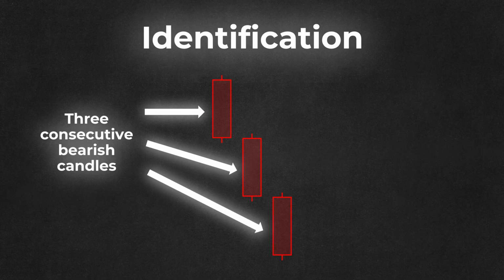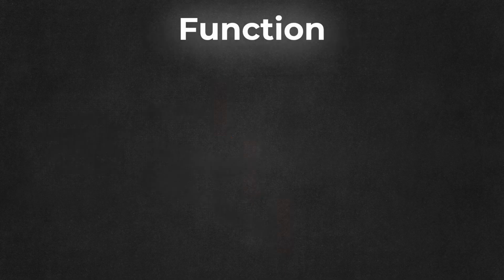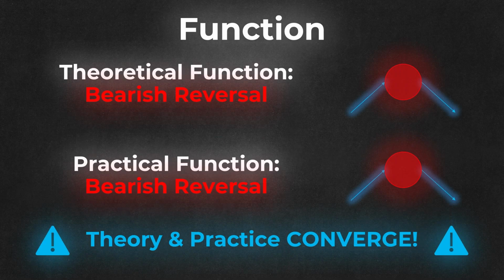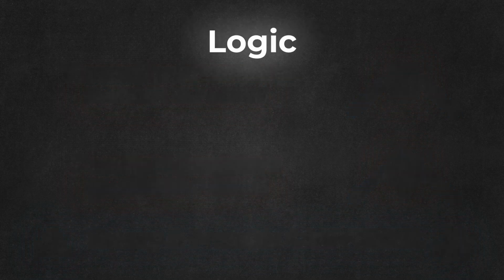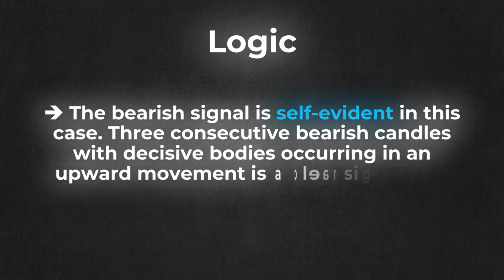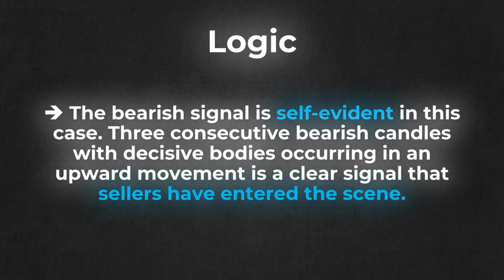an unnecessary guideline. The 3 black rows pattern works as a bearish reversal both in theory and practice, meaning that the pattern appears when price is going up in order to signal a movement to the downside. In other words, theory and practice converge, which is a good sign. The bearish signal is self-evident in this case.